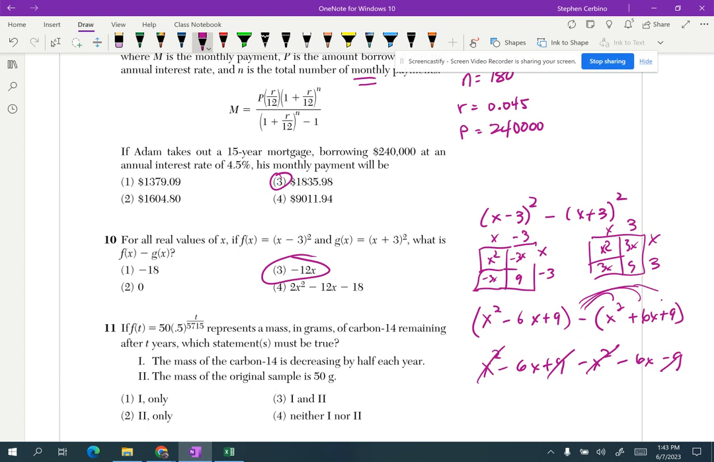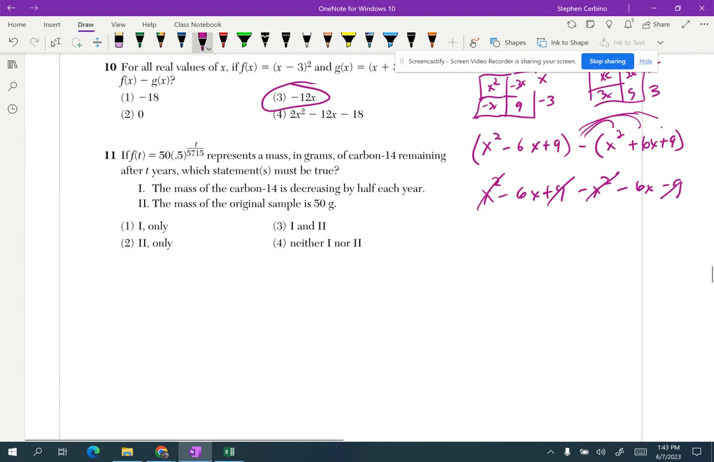Number 11 is asking if you understand how to use the half-life formula. In the half-life formula, 50 is the initial amount. 5,715 is the half-life. So it's not decreasing by half each year, it's decreasing by half every 5,715 years, so 1 does not make sense. 2 says the original sample is 50, that does make sense, so it's 2 only.